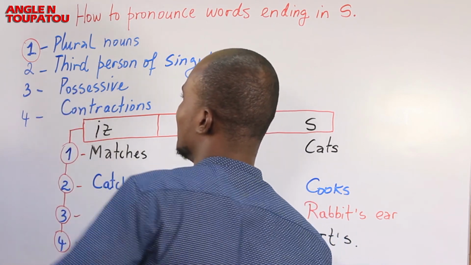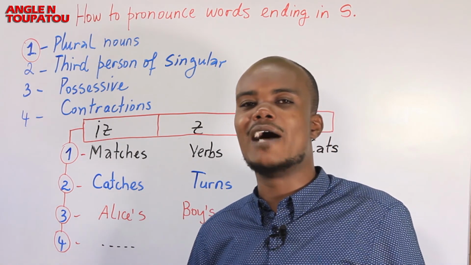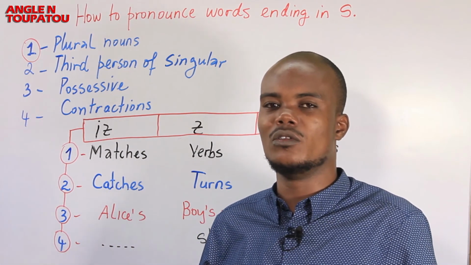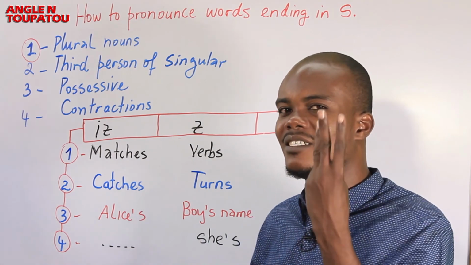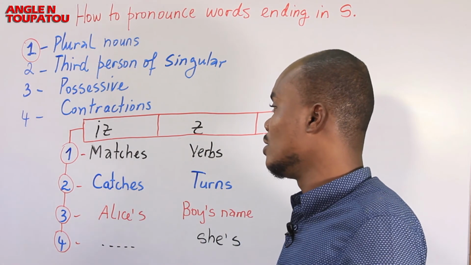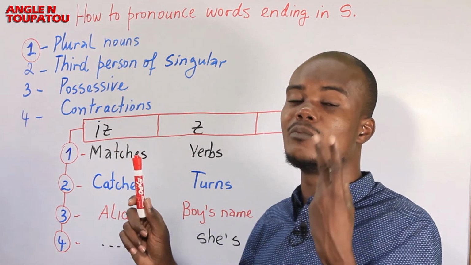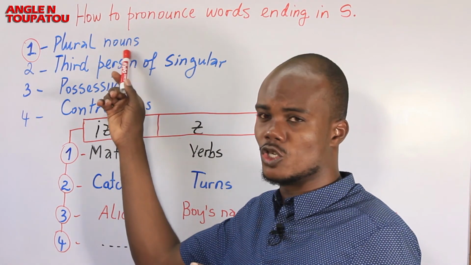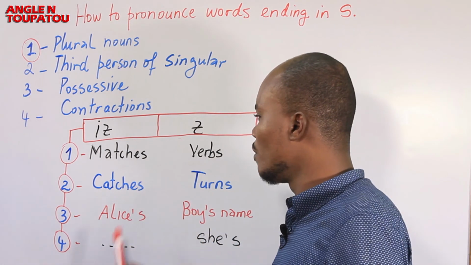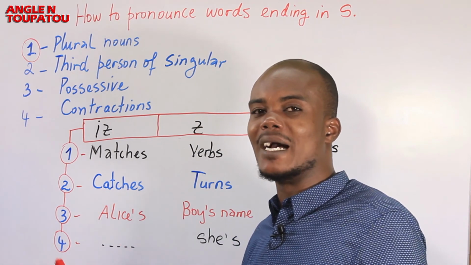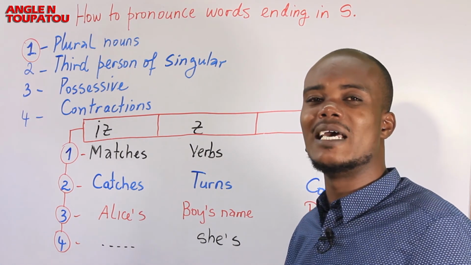Now, secondly, let me get the second point, which is third person of singular. You know, in present simple, there are some verbs that, to respect this rule, terminate by S. And this S can be pronounced in three ways. This is what I am teaching you. Don't worry, guys. Now I'm talking about verbs, not nouns. A verb in the third person can take S, and this S can be pronounced like is, like z, and like s.